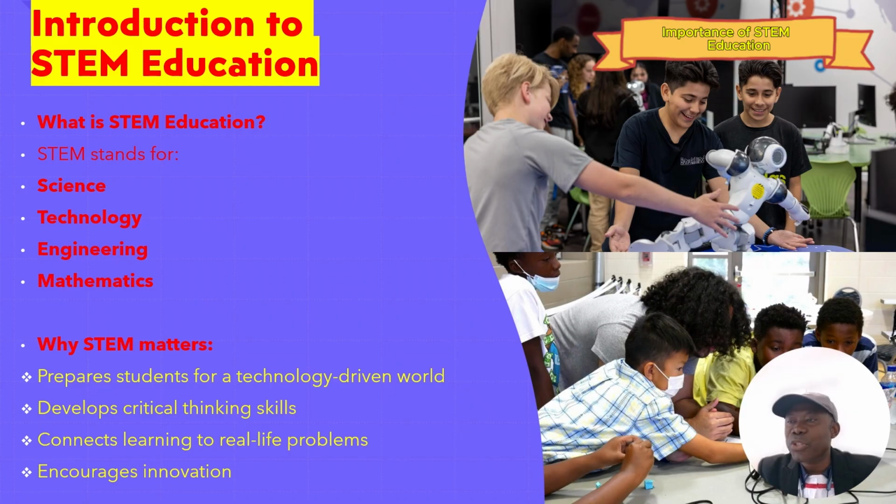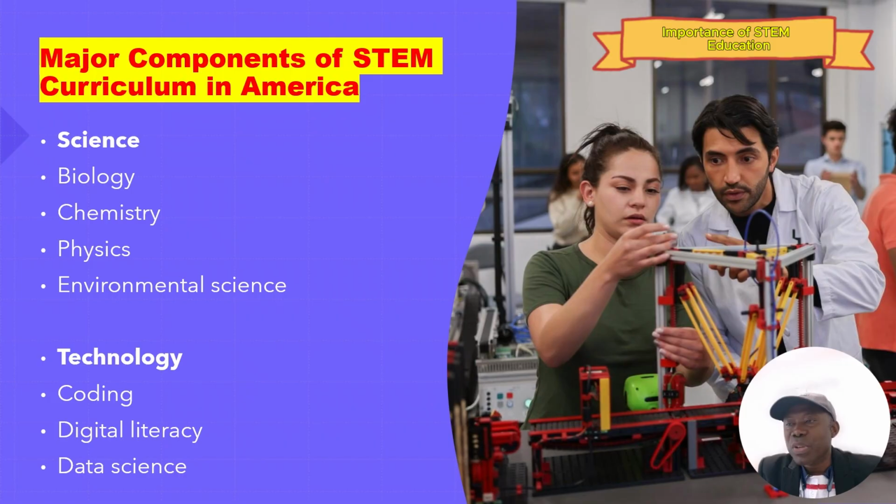Now, STEM education consists of science, technology, engineering, and mathematics. We know STEM prepares students for the technology world, develops critical thinking, and connects real-life situations to something they have known in the classroom, and encourages motivation. Now, there are so many aspects of STEM, involving robotics and more. For example, the major STEM curriculum.